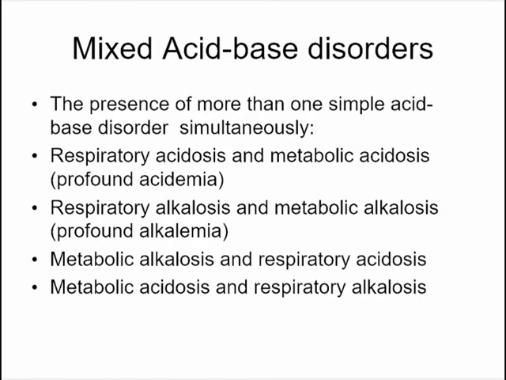Finally, take note that there are also what is called mixed acid-base disorders, where the presence of more than one simple acid-base disorder is noted simultaneously. For example, you can have respiratory acidosis with metabolic acidosis. So both types of acidosis are present, respiratory and metabolic. So this is called profound acidemia. You also have respiratory alkalosis plus metabolic alkalosis, which is profound alkalemia. And you also have metabolic alkalosis and respiratory acidosis, or metabolic acidosis and respiratory alkalosis.